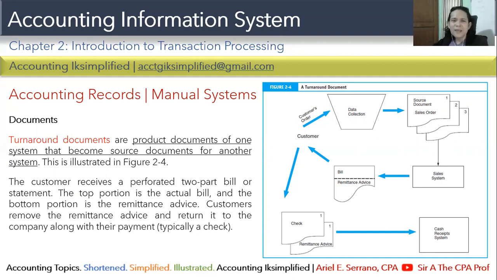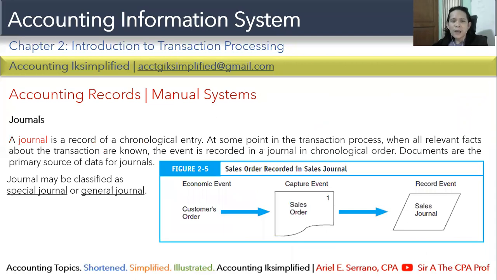Pangatlo nating type of document which is a turnaround document. Okay? So yun po, three types of document: source, product, and then the turnaround. Okay. Now, we're done with the documents. Proceed naman po tayo sa journals. Eto po, hindi na ito bago sa inyo.